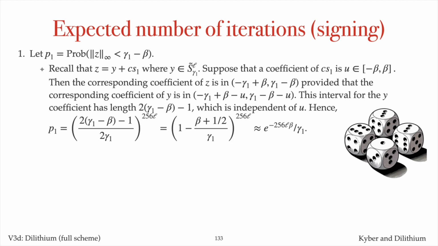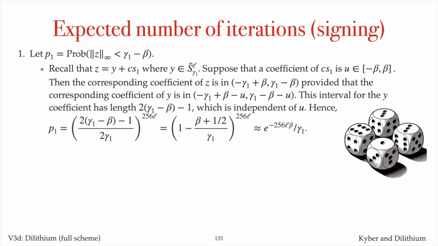Recall that z equals y plus cs1. Let u be a coefficient of cs1, where u is between minus beta and beta. Then, the corresponding coefficient of z is in the open interval from minus gamma 1 plus beta to gamma 1 minus beta, provided that the corresponding coefficient in y is in the open interval from minus gamma 1 plus beta minus u to gamma 1 minus beta minus u.